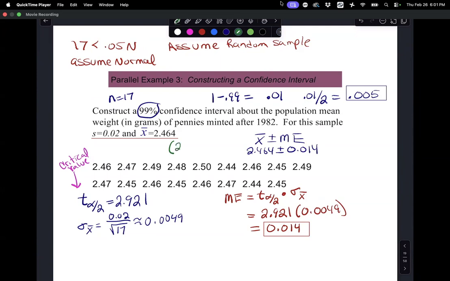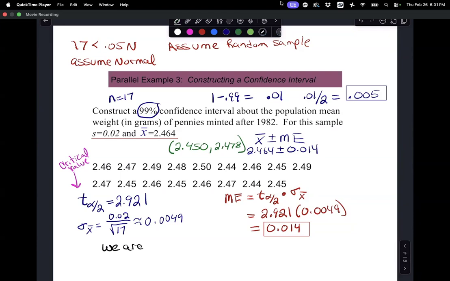2.450, and then add 0.014, 2.478. Those are the two ways that you can write this. So I'm going to write the conclusion.